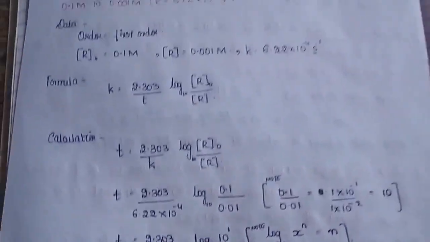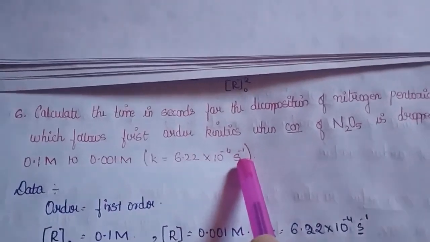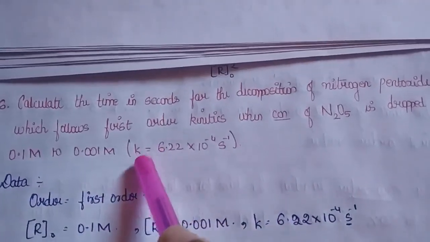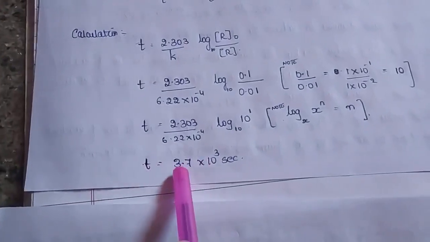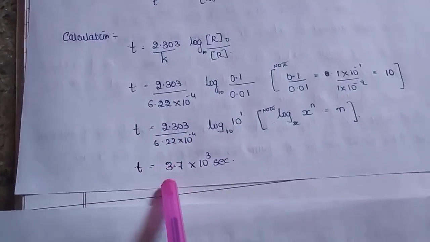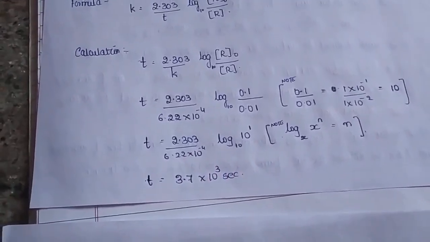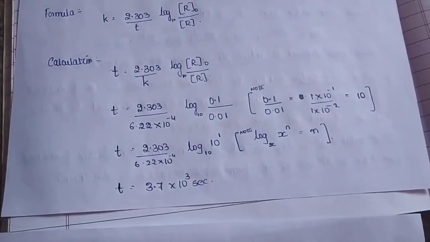Why have I written seconds? Because the rate constant is also given in seconds. You have to notice these minute things over here. Since the rate constant is given in seconds, we are getting our time also in seconds. So 3.7 times 10 to the power of 3 seconds. Is that clear? So let us look at the next problem.